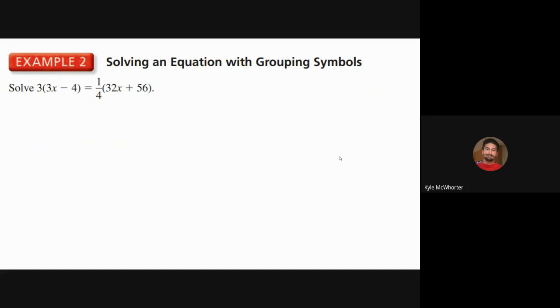Okay, this one looks fun, right? So the first step is always to try to simplify one side at a time if you can. This one definitely has stuff we can simplify, right? I wish that they put a little more space in between them. So we can distribute this 3 through those parentheses, and we can distribute this 1/4 through these parentheses.